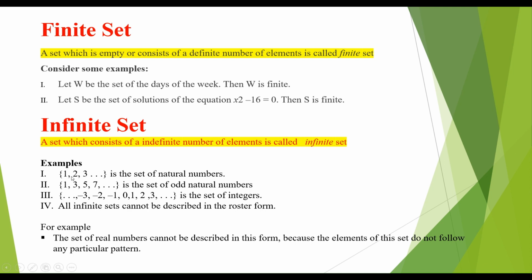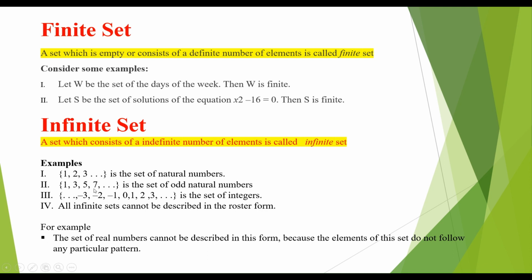Practically, I can give an example: our head has so many hairs that we can't count them. That is nothing but an infinite set. Okay, let's see some examples. See here, 1, 2, 3, dot dot dot. This is the set of natural numbers. There are so many natural numbers, we don't know how many, infinite. So it's nothing but an infinite set.